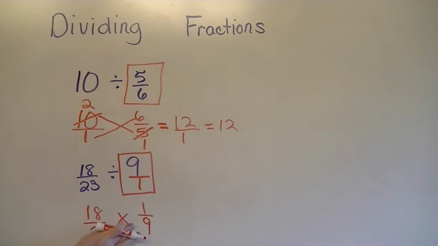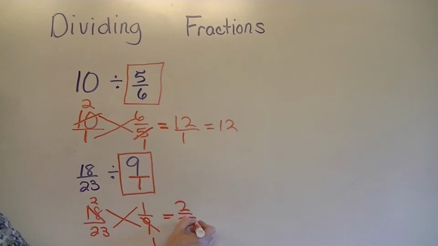Okay, now I'm going to look for cross cancellation. 18 and 9 have 9 in common. And then I've got a 1 on top, so I'm done here. And I simply multiply straight across, and I get 2 over 23. So it's pretty easy. Let's try another one.